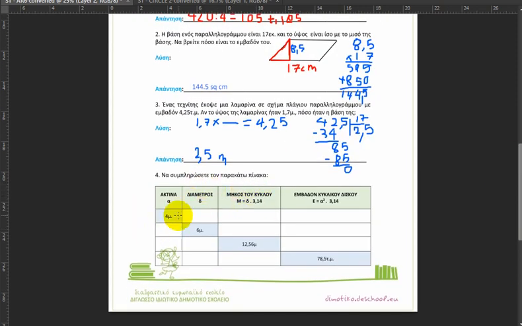Next up, we want to fill in this chart basically, where we know the radius of a circle. We want to find the diameter, then the circumference, and then the area. Or we know one of these elements, and we want to find the rest. So let's get started. Let's start with the easy stuff, which is the radius and the diameter. If the radius is 4, then the diameter is 8. And if the diameter is 6, then the radius is 3.